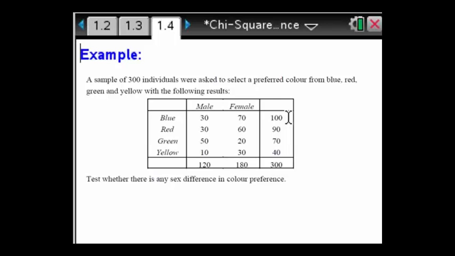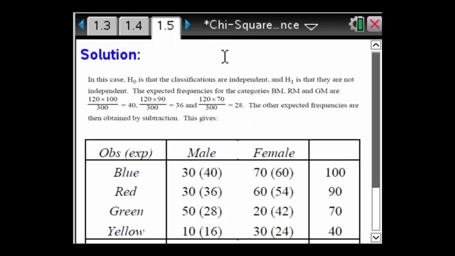So your categorical variables are gender, male or female, and then you've got your preferred colours: blue, red, green and yellow. And the idea is to test to see whether there's any gender difference in colour preference. And so what we do is we first of all state our null and alternative hypotheses. So H0 is that there's no association, they are independent, and the alternative hypothesis is that they are not independent.